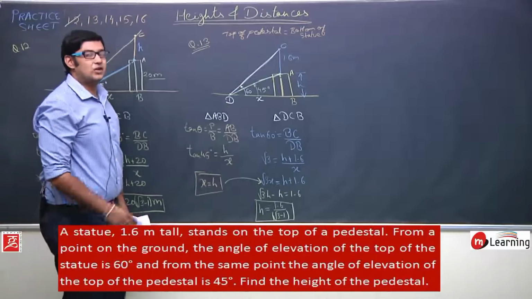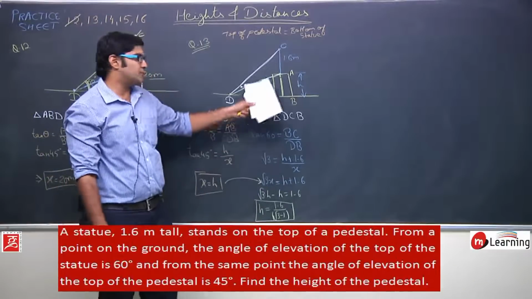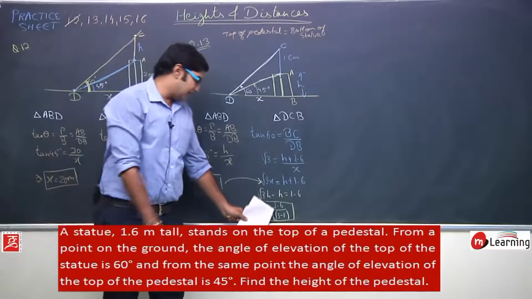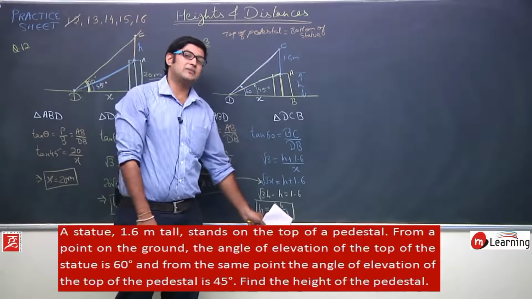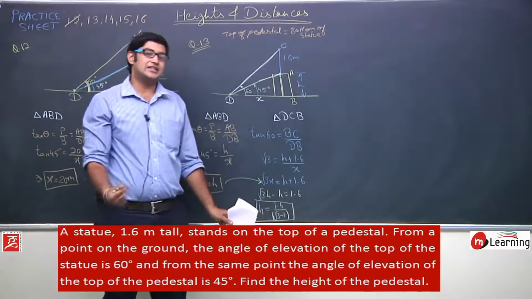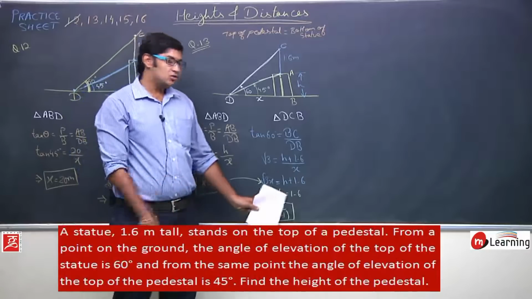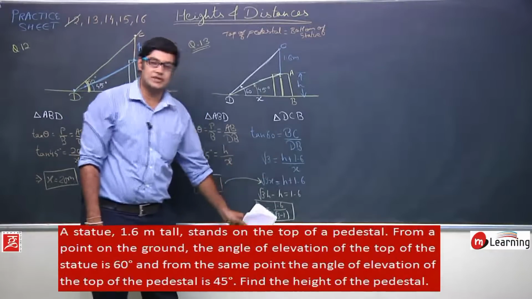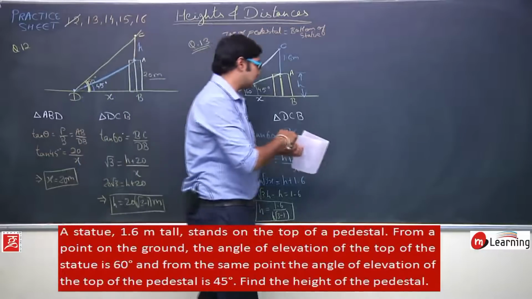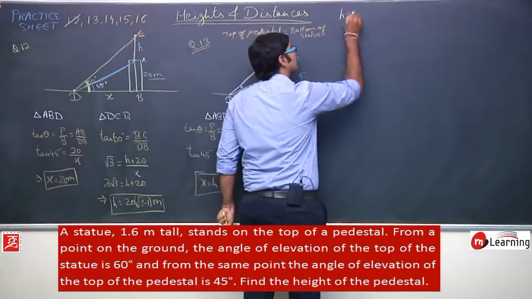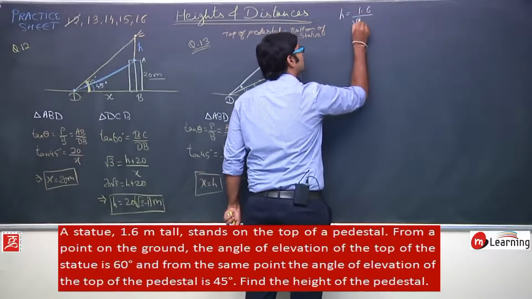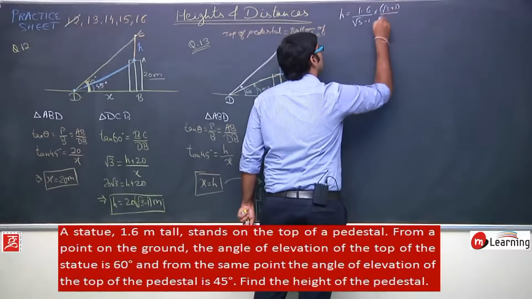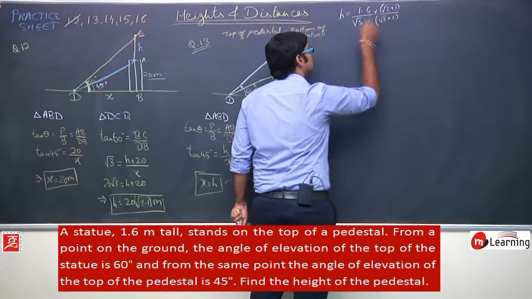So this is the value of h, the height of the pedestal on which this statue is mounted. What I can see is that this is root 3 minus 1 in the denominator, an irrational term in the denominator. So we can rationalize this value by multiplying by root 3 plus 1 over root 3 plus 1. So h is equal to 1.6 divided by root 3 minus 1, into root 3 plus 1 upon root 3 plus 1.